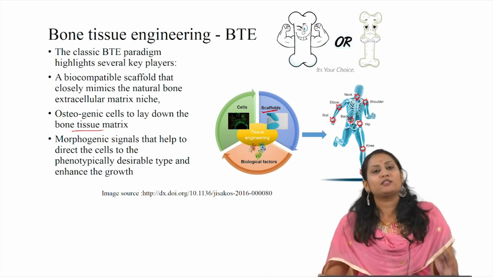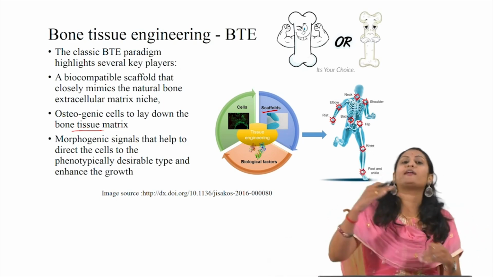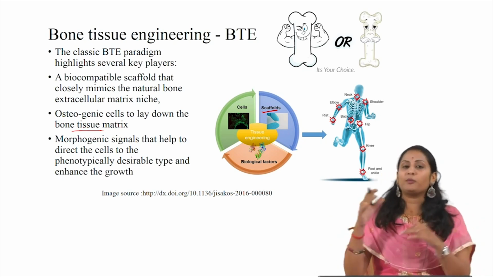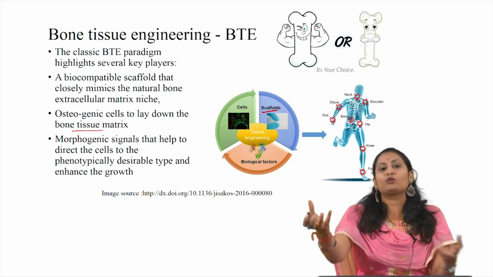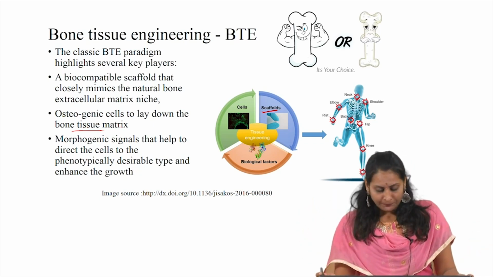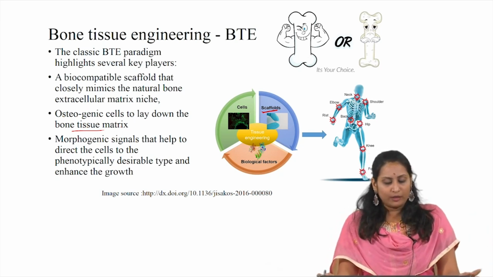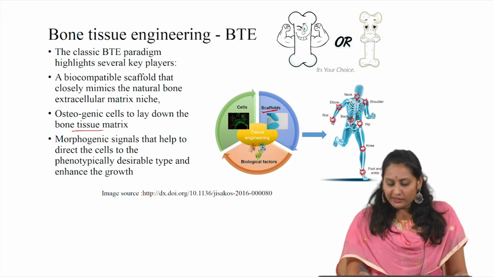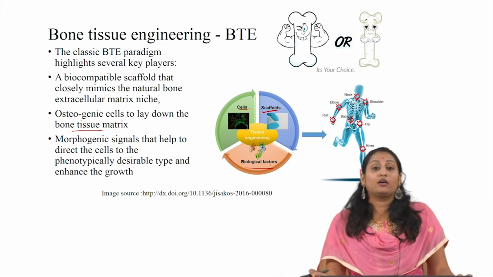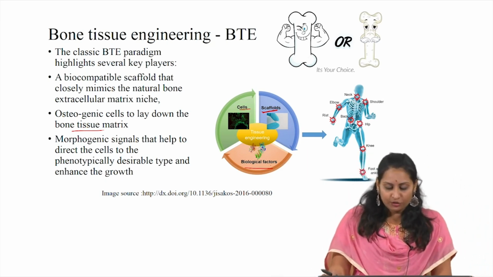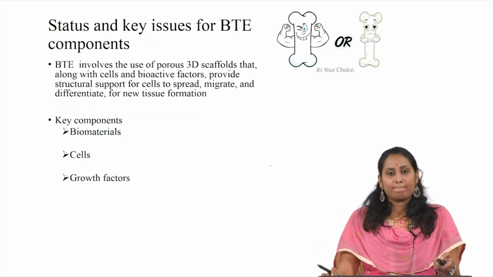And the third one is the growth factors, which are the morphogenic signals that can help to direct the cells to the phenotypically desirable type, and also enhance growth. That is, growth factors are the third major component of bone tissue engineering. So scaffolds, cells and biological factors, all 3 together, comprise the bone tissue engineering triad.